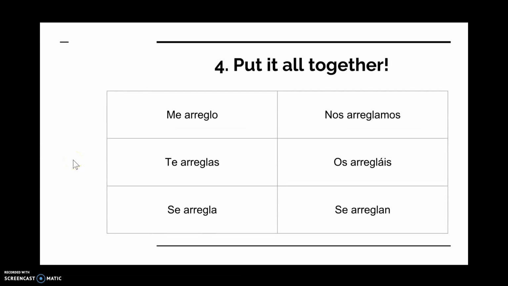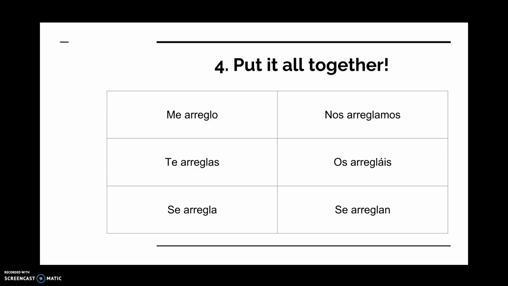The next thing you need to do is put everything together. As we mentioned before, there's a reflexive pronoun that matches up with each verb conjugation, and what you need to do in order to conjugate a reflexive verb correctly in the present or the preterite is to write the matching reflexive pronoun in front of the conjugated verb as a separate word, and you're all set. What we have here is me arreglo, so I get ready.